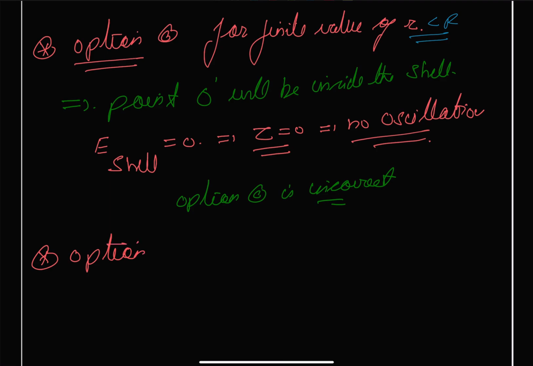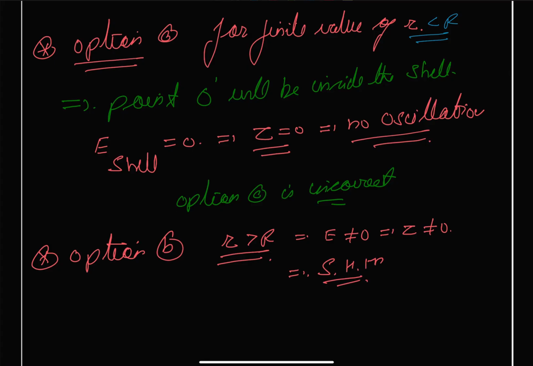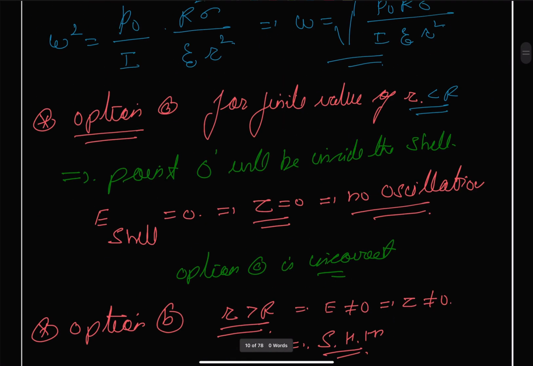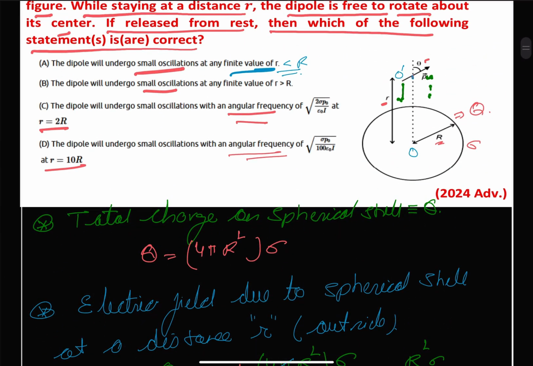Option B categorically states that this value of small r is greater than capital R. Okay. And obviously in this case the electric field will not be equal to 0. So once again this torque will not be equal to 0 and we are going to get simple harmonic motion. So option B is correct. So option A is incorrect, option B is correct.